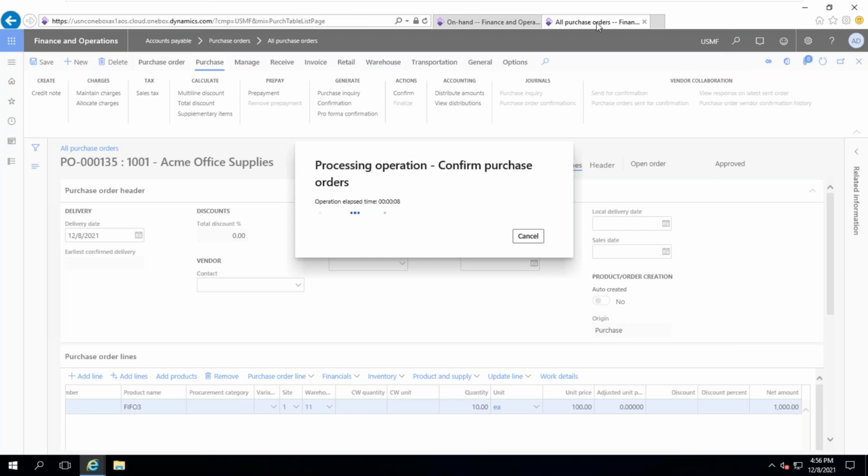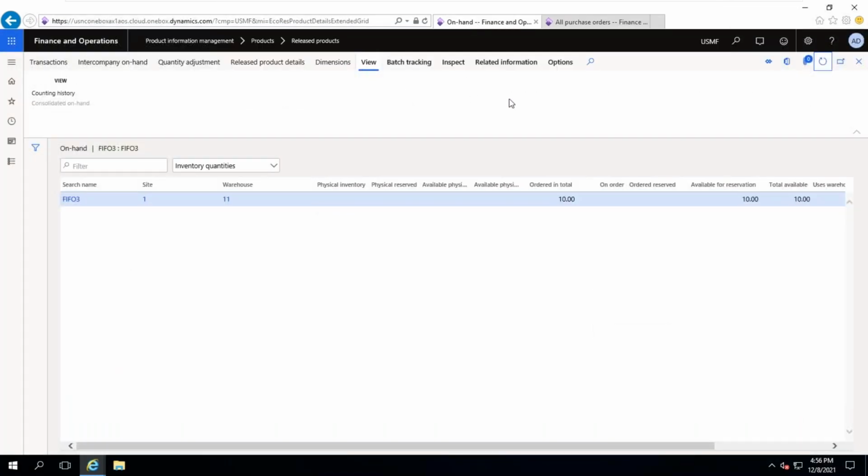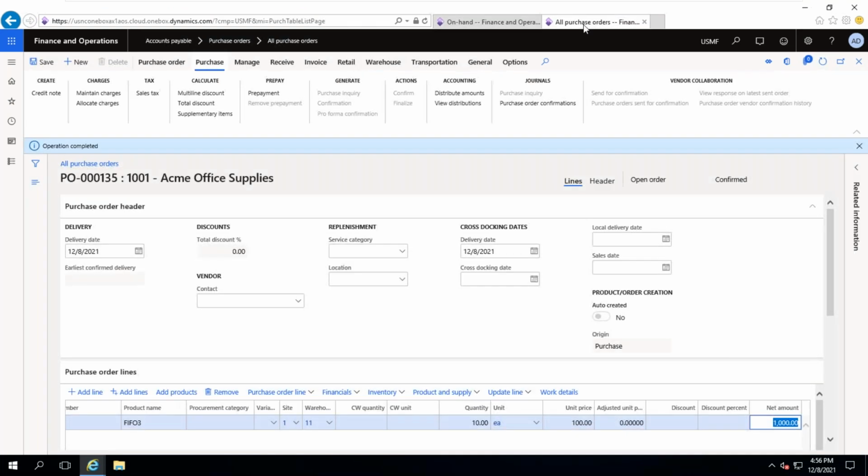Now let it be confirmed. If you go inside, select the item, right? Inventory, right? Which inventory are we going to purchase? So here we have selected FIFO 3. But while giving the order, we have to select the item. Which item are we going to order?